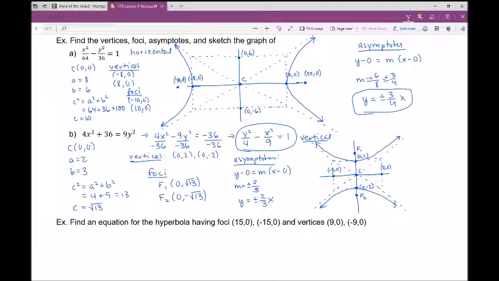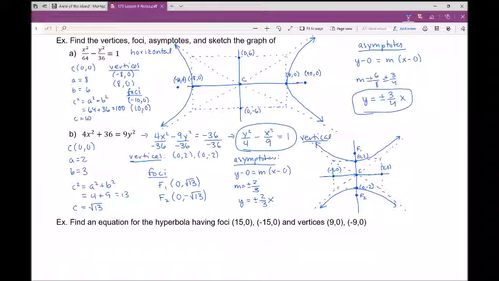Okay, so that was an example of both a horizontal and a vertical hyperbola. And just keep in mind that unlike ellipses, a and b are not determined by their size, but by which variable they are underneath. So which variable has that positive and negative sign.